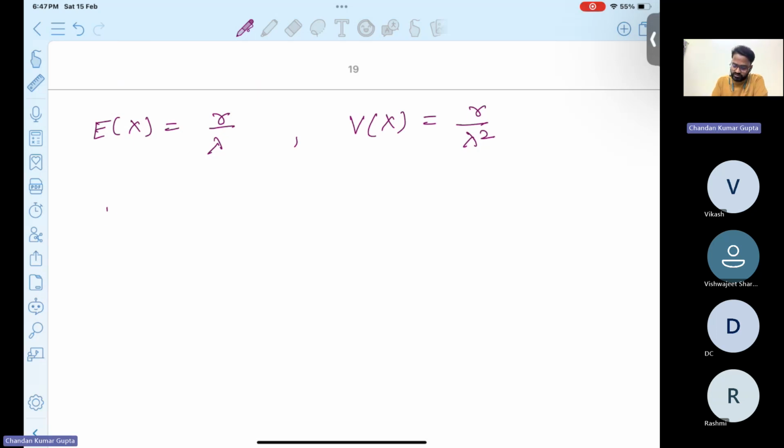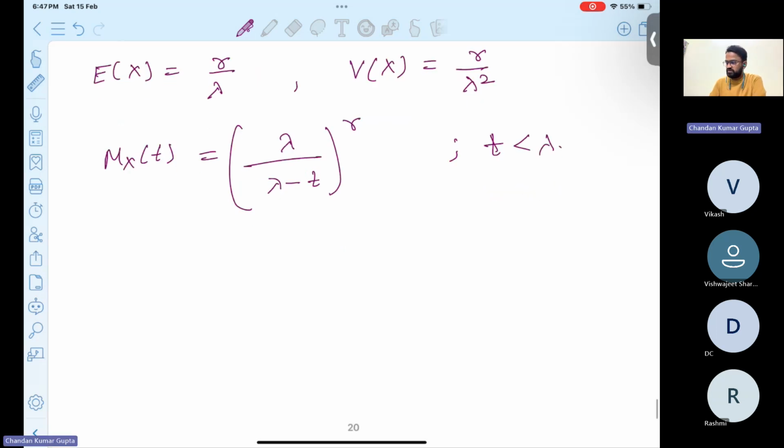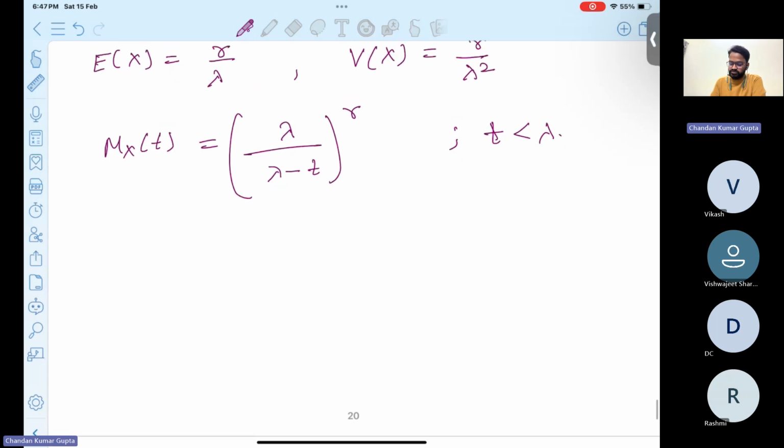Also, the moment generating function for this is lambda upon lambda minus t, whole to the power r. Here t should be less than lambda, this should also be the condition. So this is the gamma distribution.